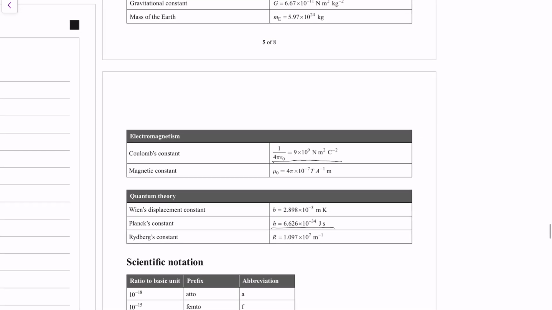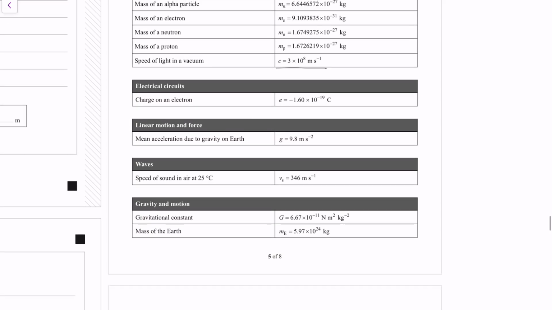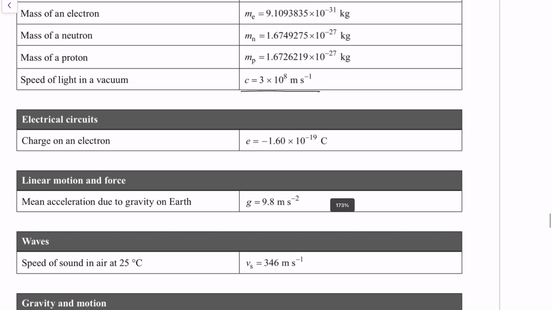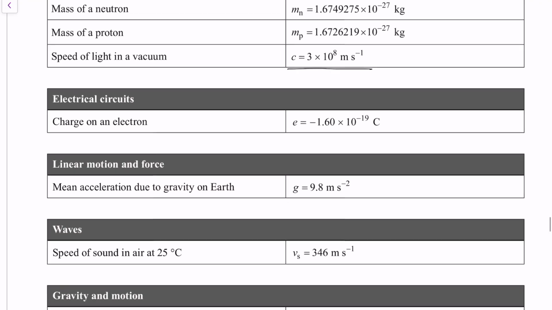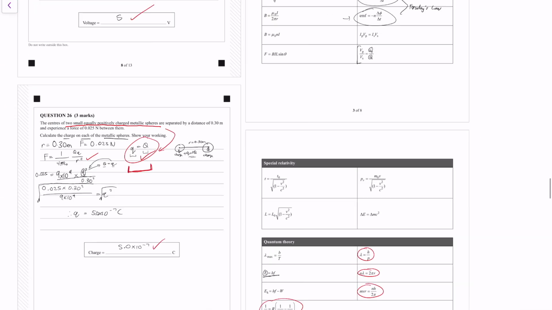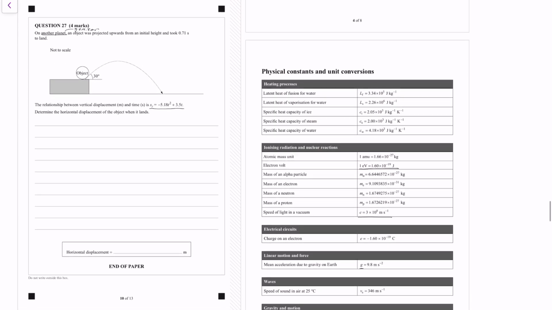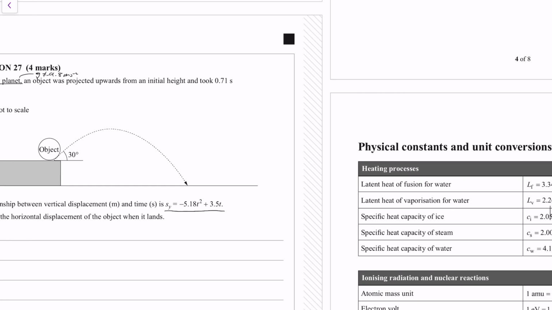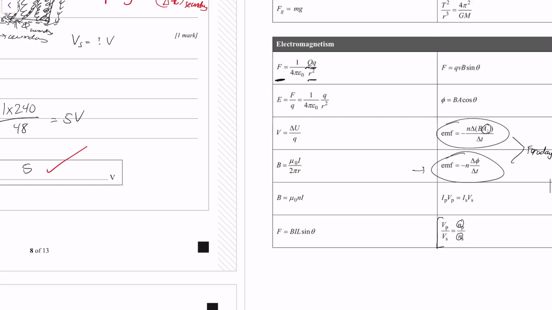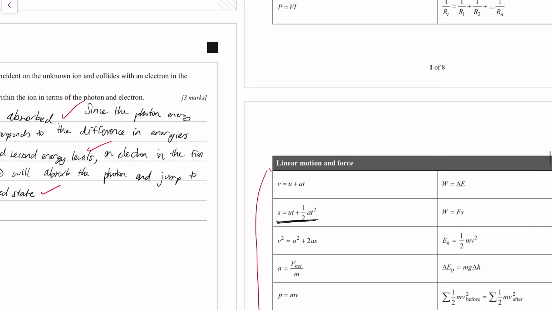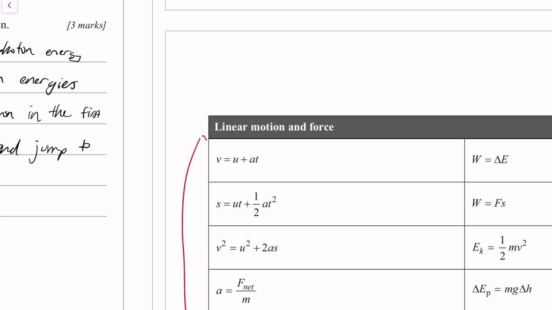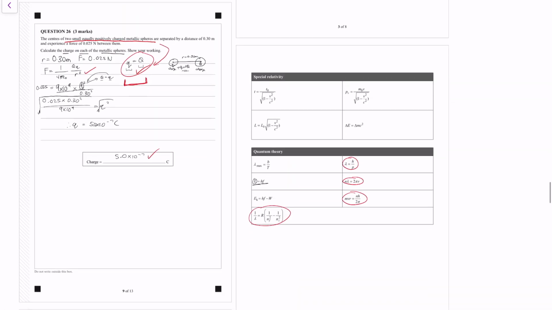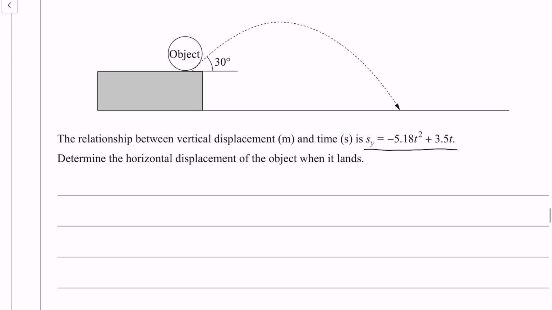I know that g, the mean acceleration due to gravity on Earth, the magnitude of that is 9.8, and I don't want to confuse myself with g and the actual gravitational force that's present on this other planet. So that's why I'm going to use this standard formula, because I know that I can figure out a from that, right? So I know that s is equal to ut plus a half at squared.